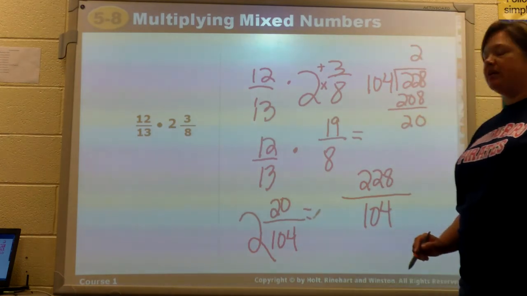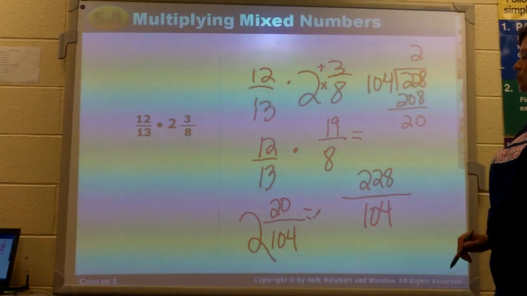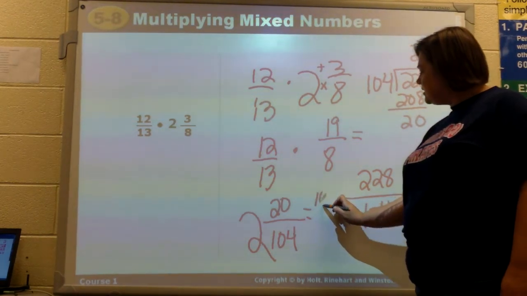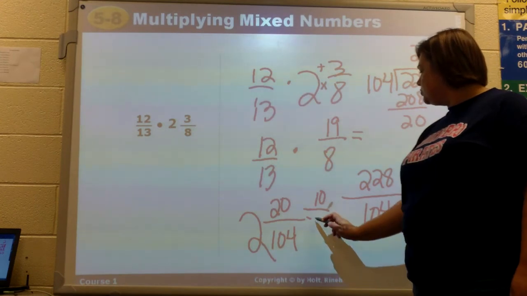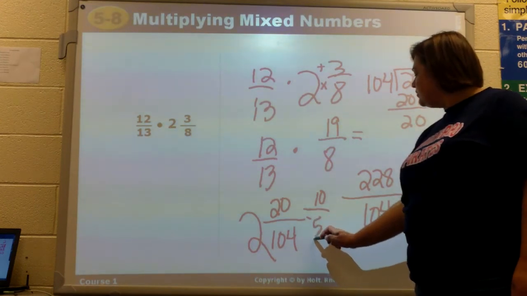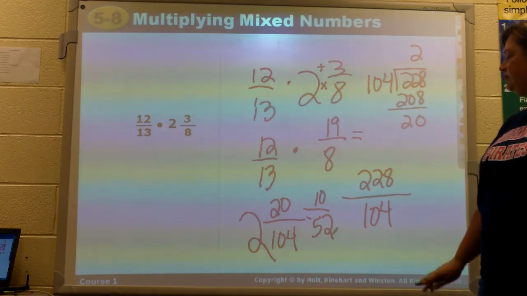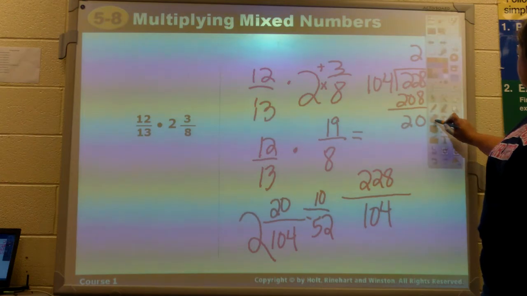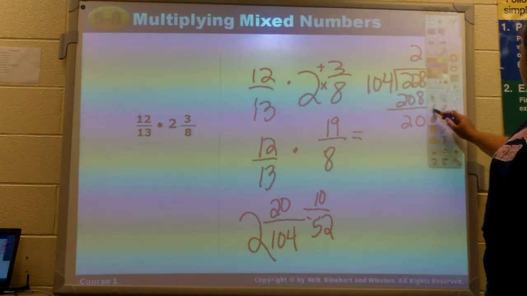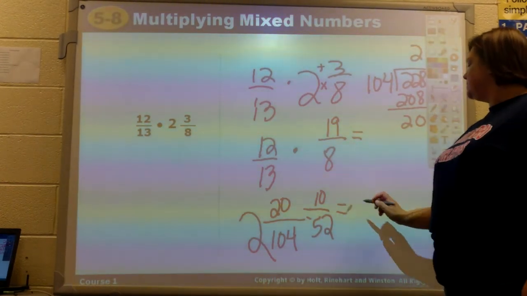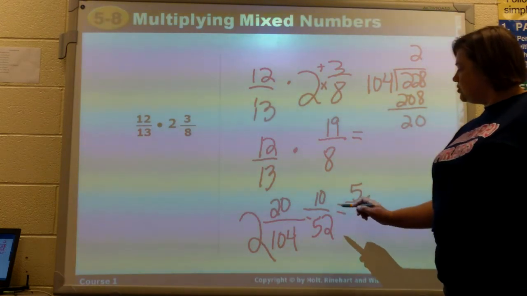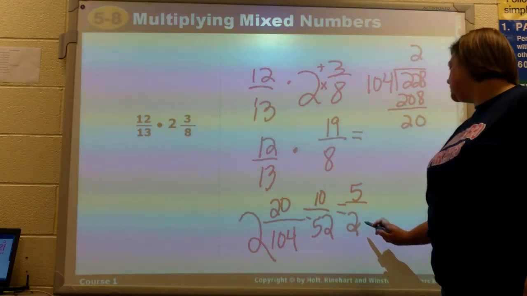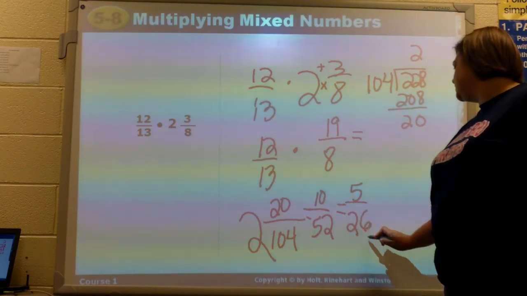And now I need to simplify my answer. I know that 2 will go into 20 as well as 104. 2 will go into 20 10 times, and 2 will go into 104 52 times. I can simplify that again. 2 will go into 10 5 times. 2 will go into 52 26 times.